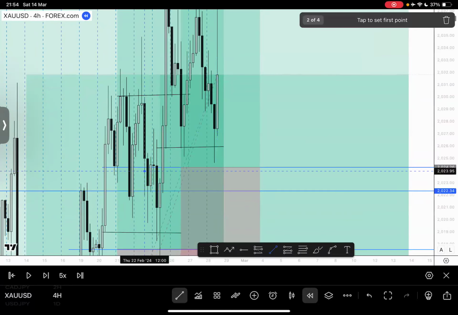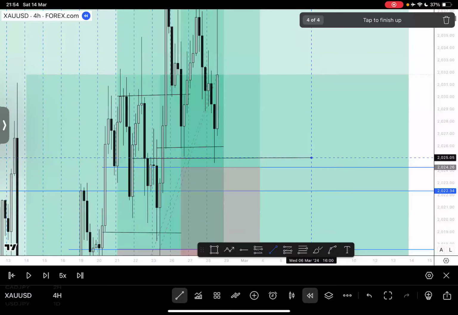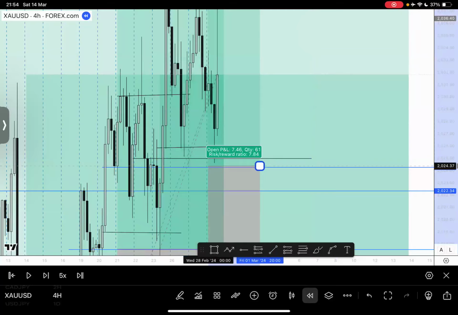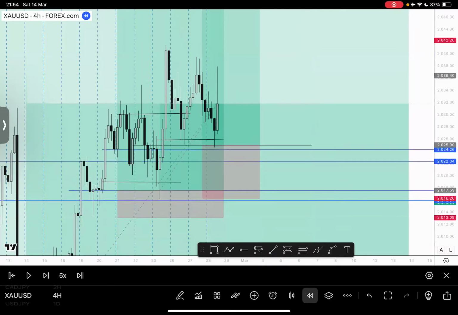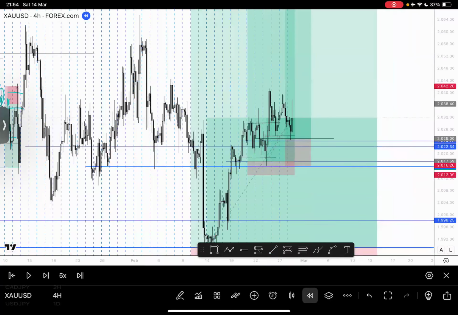This is the closest key level. This should be what we use. I think that should be what we use for the third entry.